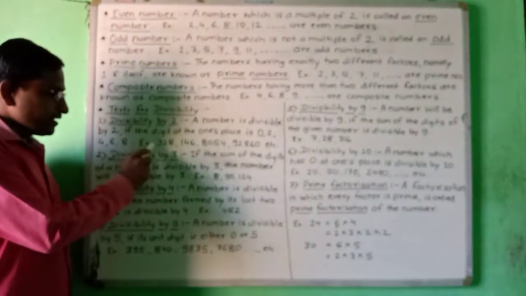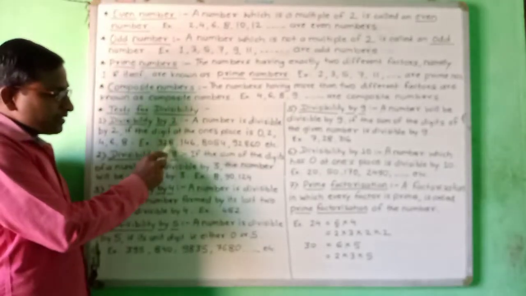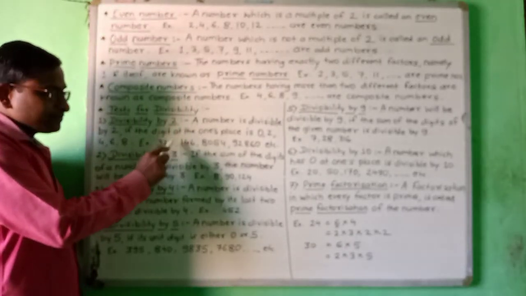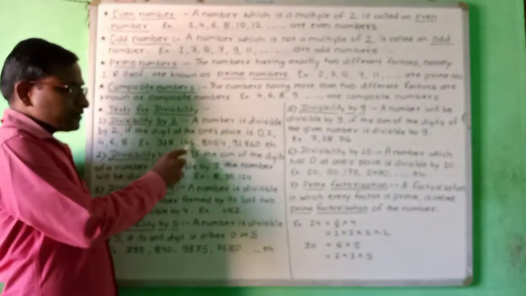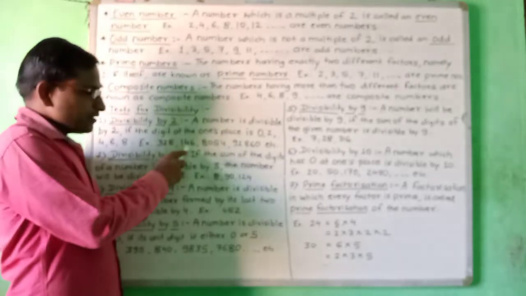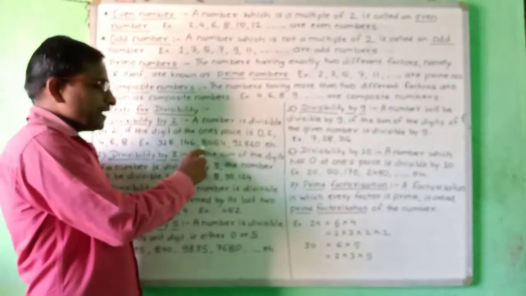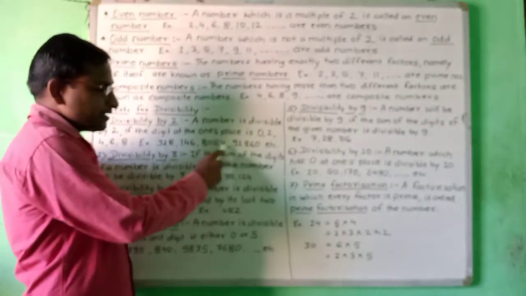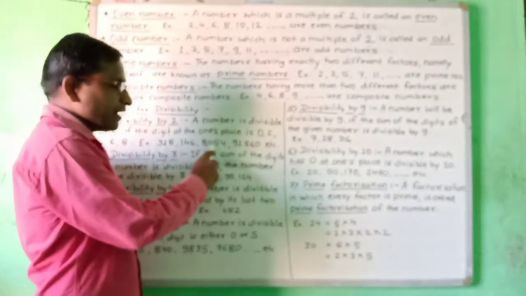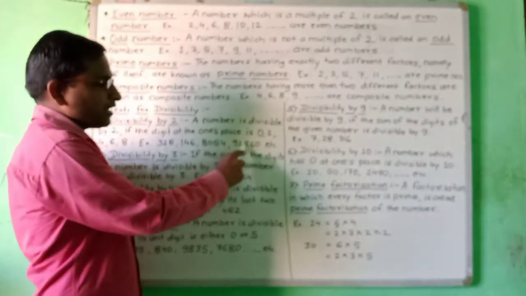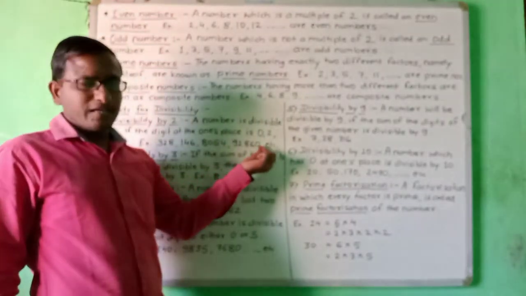For example, see here, 328 is divisible by 2. Why? Here in the unit place, 8 is present. Next example, 146. Also in this number, in the unit place, 6 is present. So this number is also divisible by 2. Next example, 8054. Again in the unit place, 4 is present. So again this number is divisible by 2. Next number, 92,860. Here in the unit place, 0 is present.